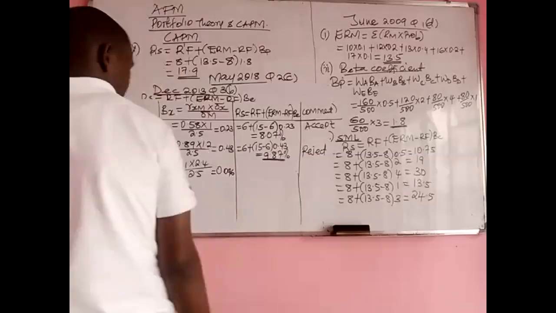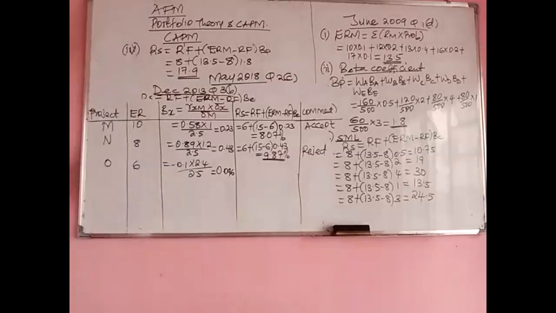With this one, it gives you 5.16. Therefore, the expected return is greater than 5.136, and therefore you accept. That is how you are required to do that question in order to have the 6 marks. And that is all on that part.